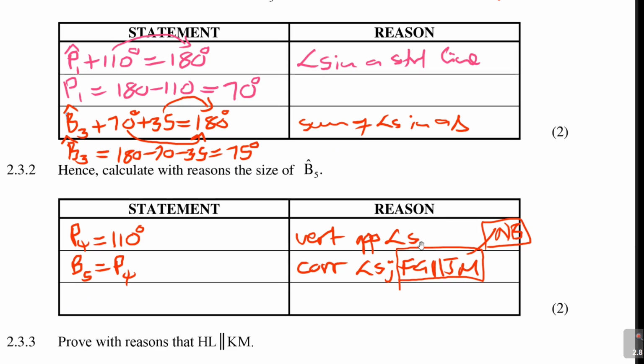Are you with me? Then from there you can say, therefore, B5 is equal to 110 degrees. Or you could have just said here, which is equal to 110 degrees. Alright, then we're done there.